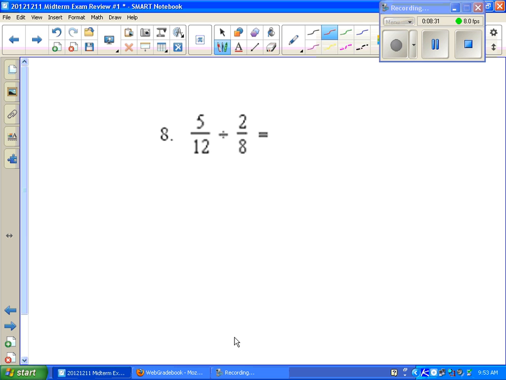Okay, this one's a little tough to see, so I wrote it out on the side or below on your paper. This is division. So it's 5 over 12 divided by 2 over 8. All division means is to multiply by the reciprocal. Multiply by the reciprocal. And remember, reciprocal is just a fancy word that means to flip it.